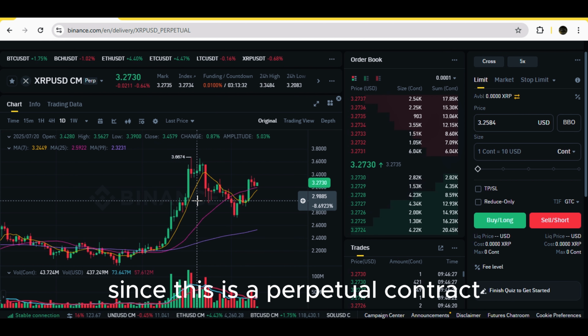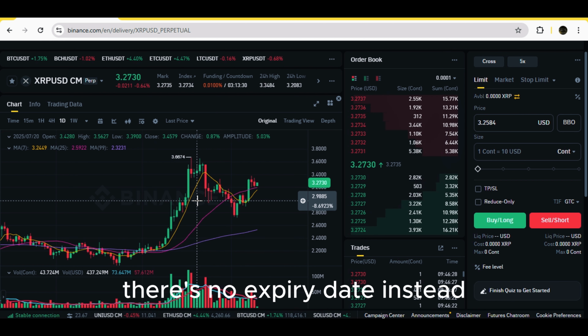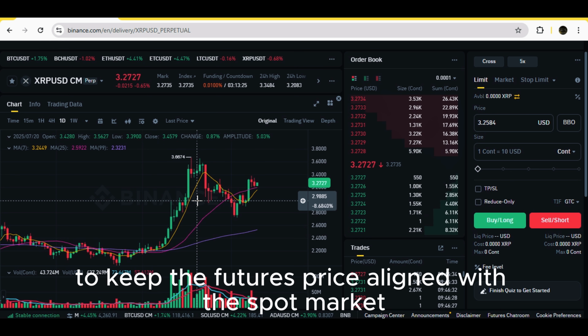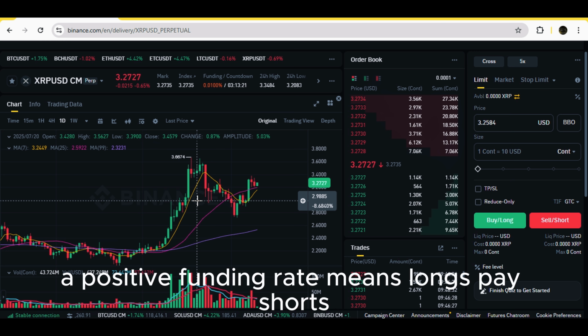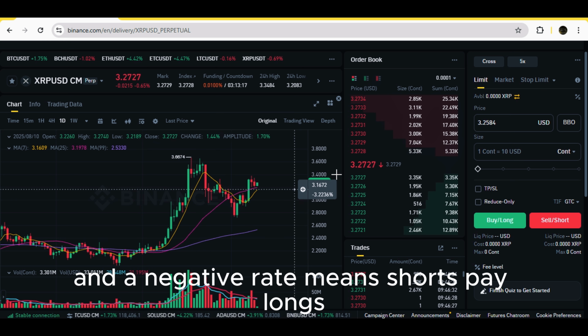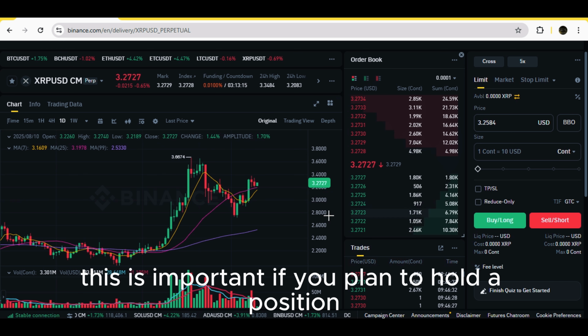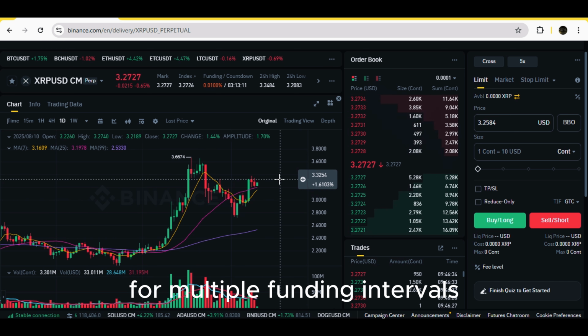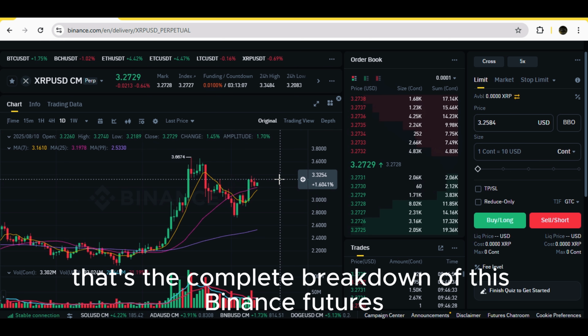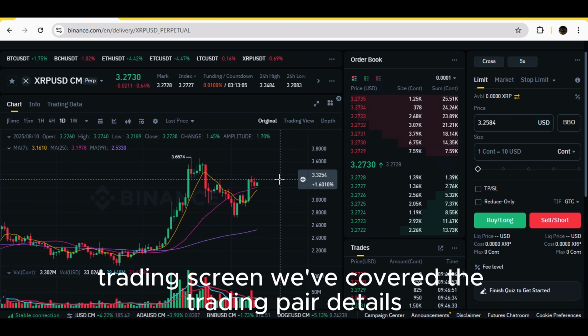Since this is a perpetual contract, there's no expiry date. Instead, funding payments occur every few hours to keep the futures price aligned with the spot market. A positive funding rate means longs pay shorts, and a negative rate means shorts pay longs. This is important if you plan to hold a position for multiple funding intervals, because those payments can add up over time. So that's the complete breakdown of this Binance Futures trading screen.